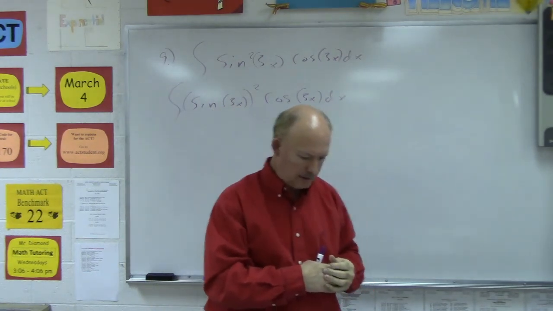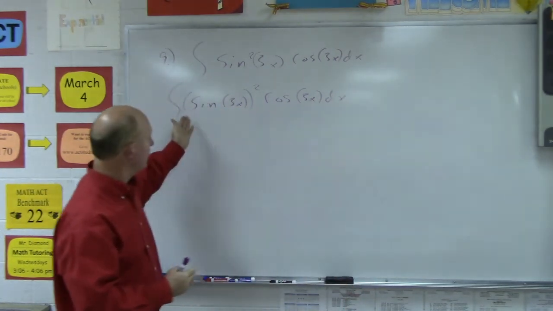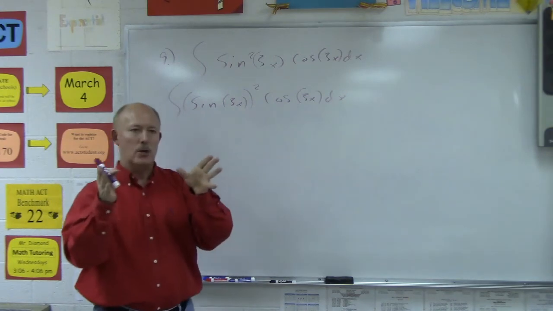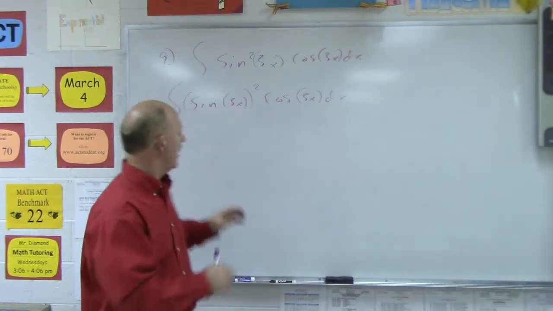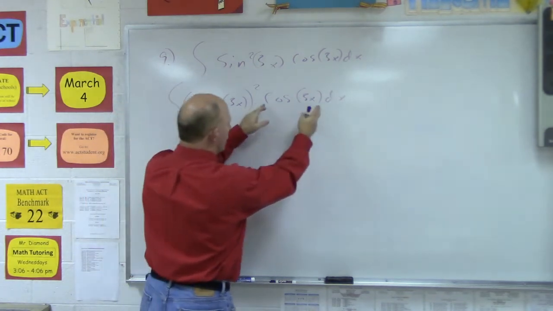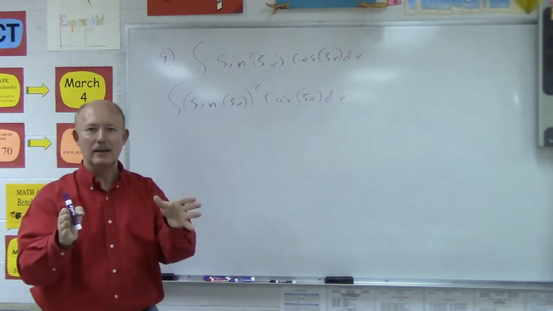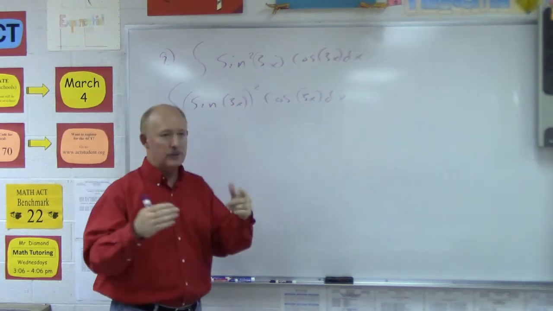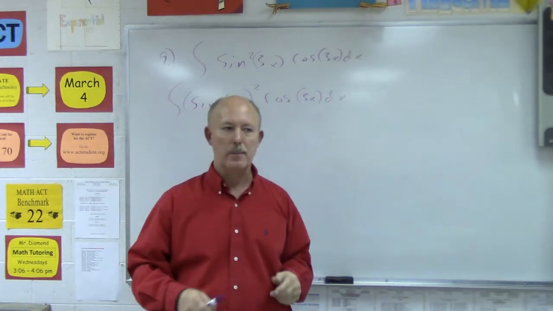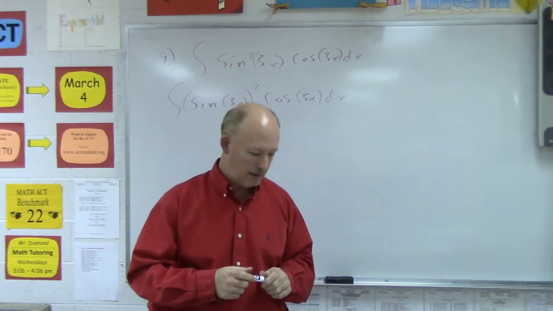Also, I noticed that the derivative of sine is cosine. So you can see the derivative of one part of the integrand right there within the other part. So the derivative of sine is cosine. So this is a problem that we can probably use u substitution to simplify.